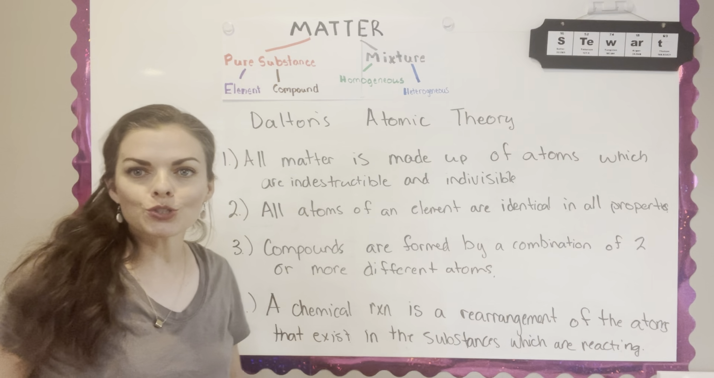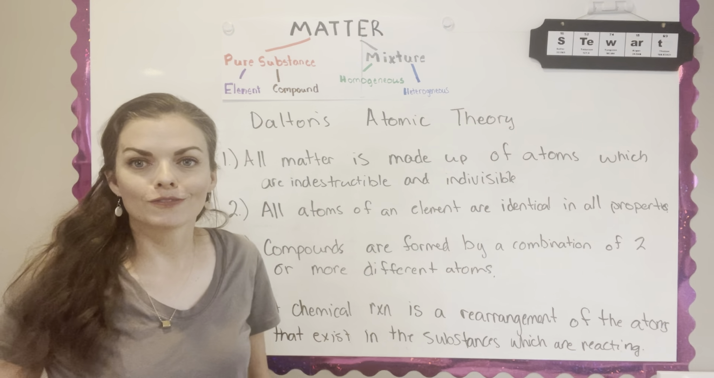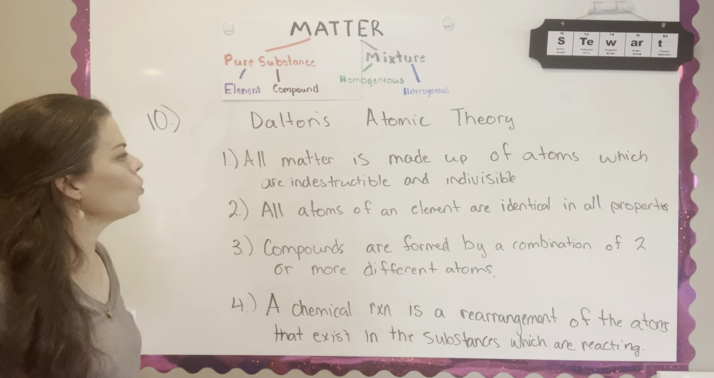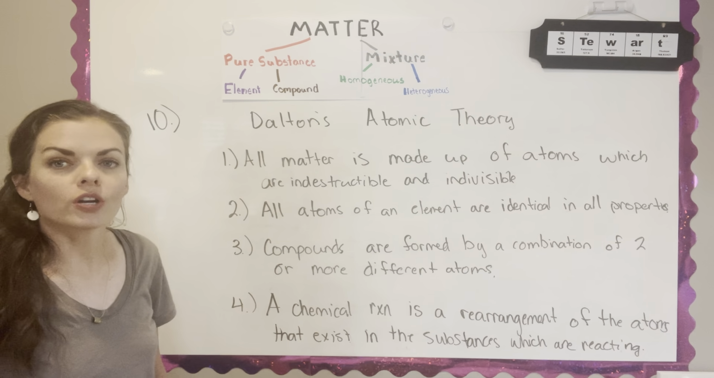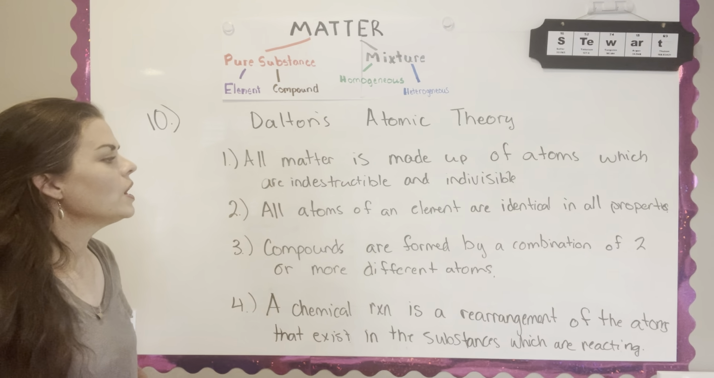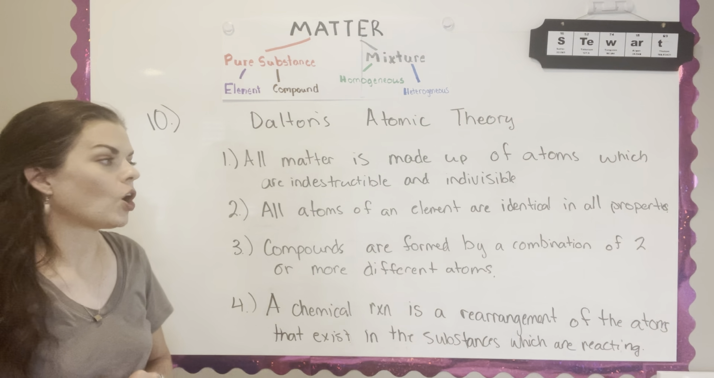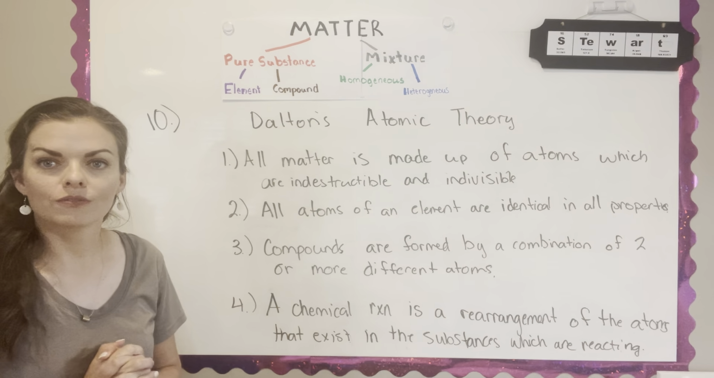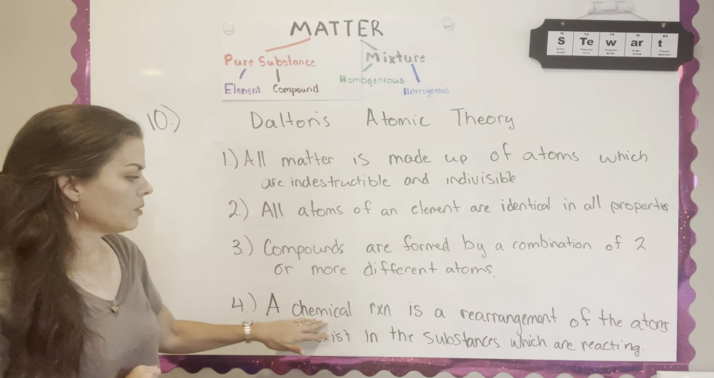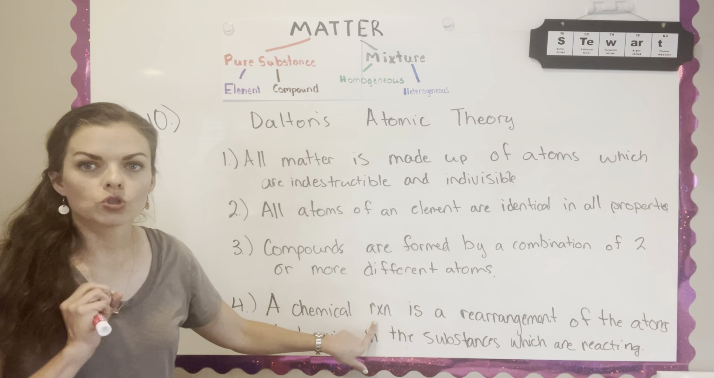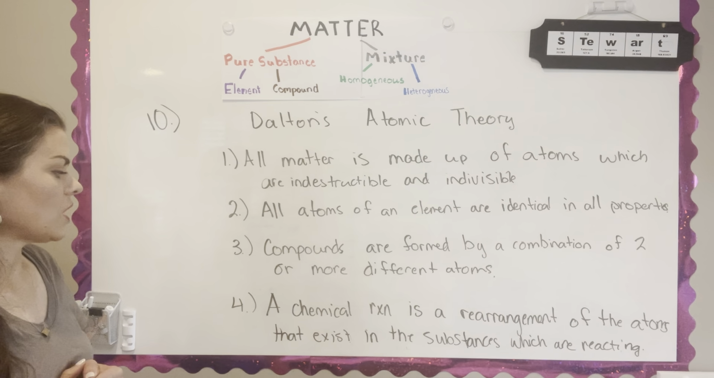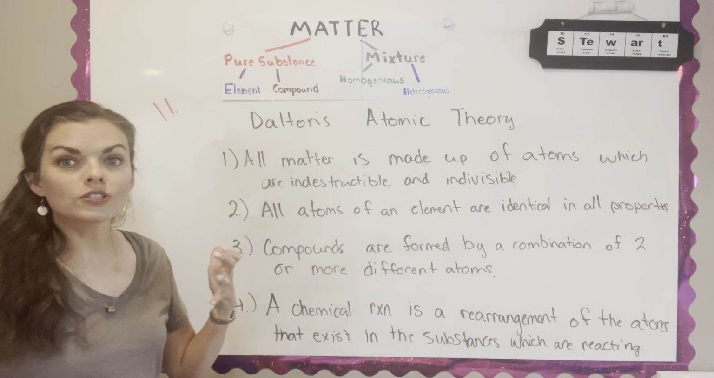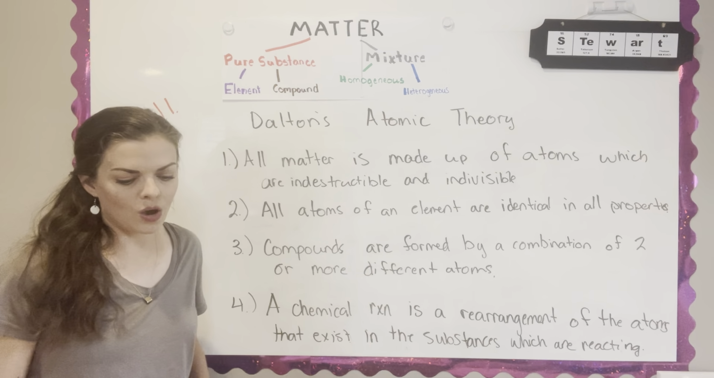Question number 10 says to write down all 4 parts of Dalton's atomic theory. Didn't really want to do it, but I did it, so I hope you do it too. Part 1 is all matter is made up of atoms, which are indestructible and indivisible. Part 2 is all atoms of an element are identical in all their properties. Number 3, compounds are formed by a combination of 2 or more different atoms. And part 4, a chemical reaction, this is a frequent shorthand way of writing reaction, is a rearrangement of the atoms that exist in the substances which are reacting. Dalton's theories are really close to being accurate, but they're not 100%.